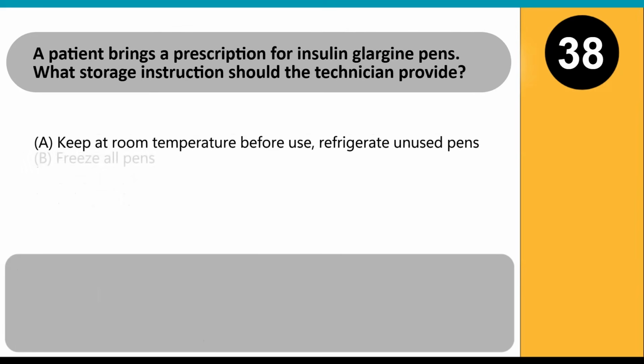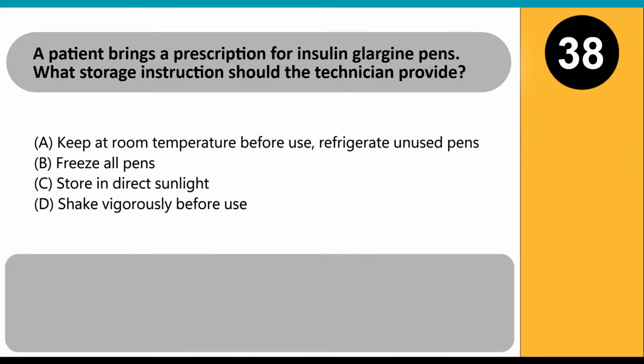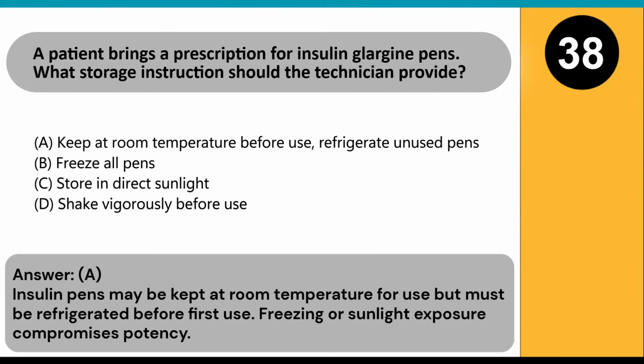A patient brings a prescription for insulin glargine pens. What storage instruction should the technician provide? A. Keep at room temperature before use, refrigerate unused pens. B. Freeze all pens. C. Store in direct sunlight. D. Shake vigorously before use. Answer A. Insulin pens may be kept at room temperature for use but unused pens must be refrigerated. Freezing or sunlight exposure compromises potency.